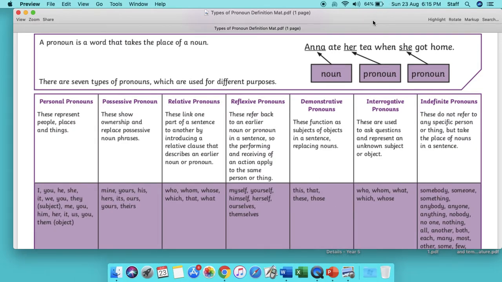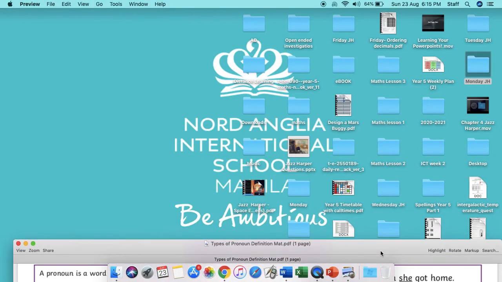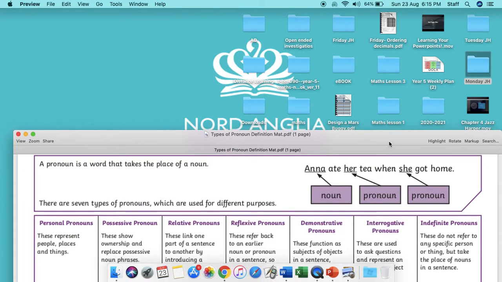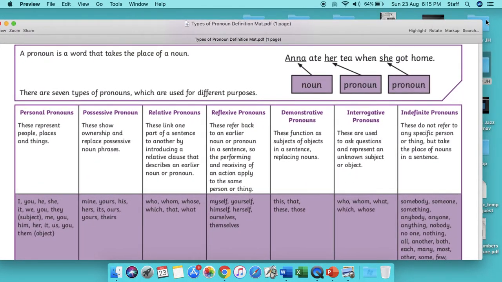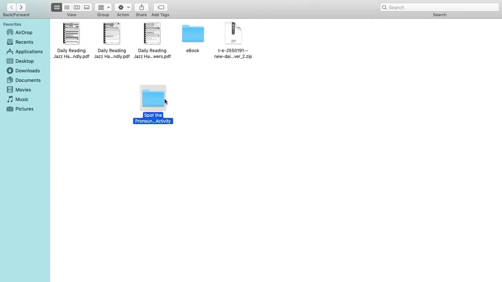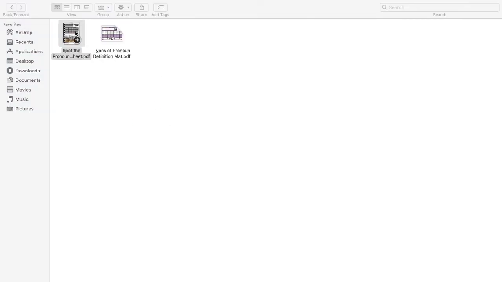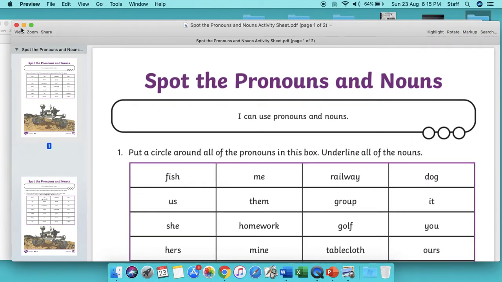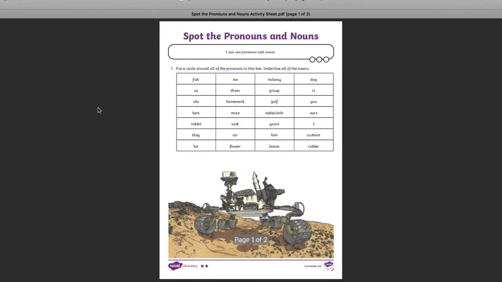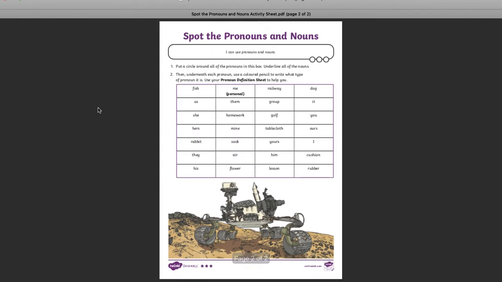Then, let's have a look. Put it in Tuesday today. Where are we? Okay. Spot the pronoun. And this is the spot the pronoun activity. Now, here we go. So there are two different activities to do.